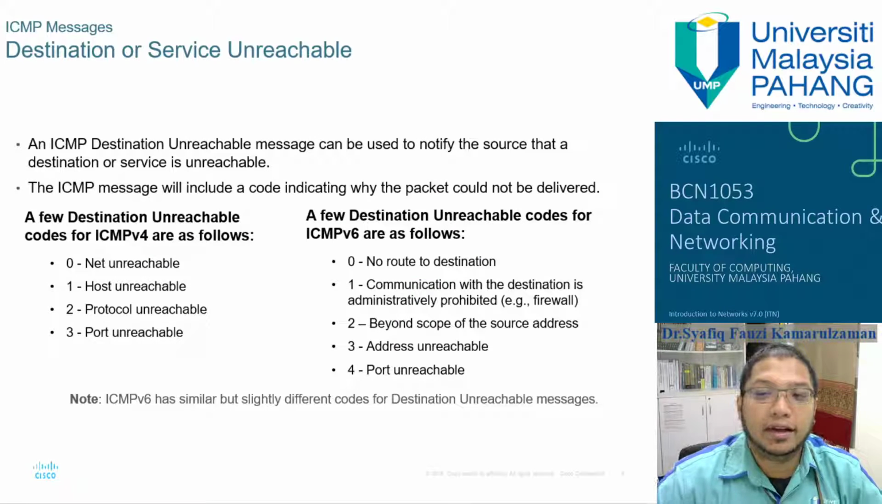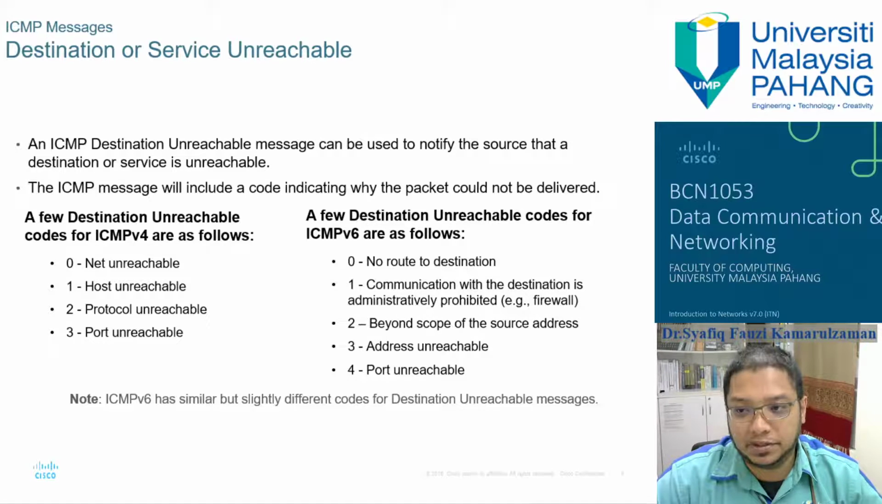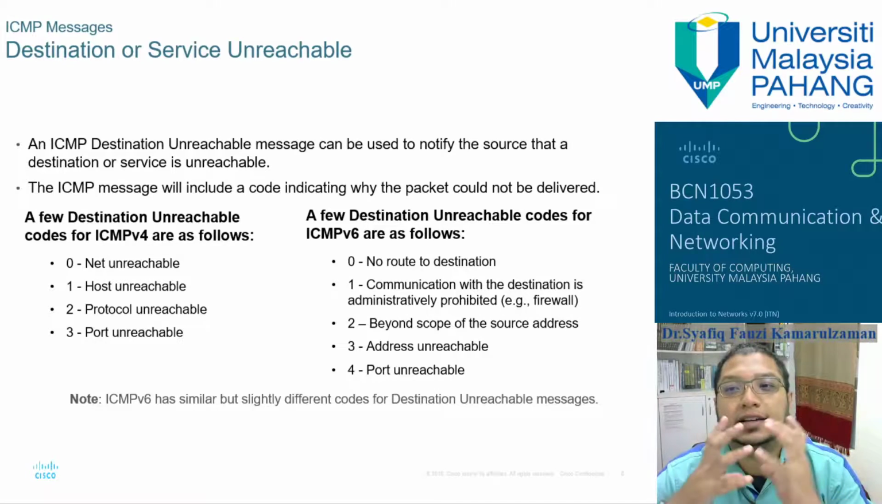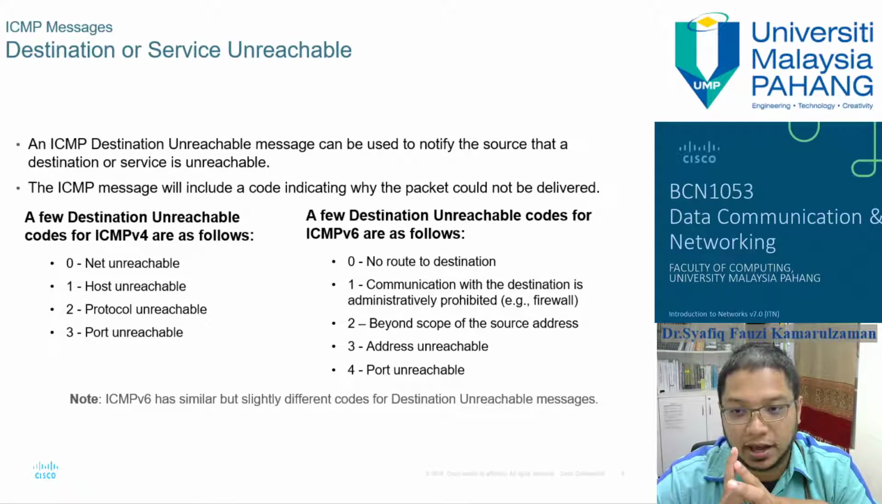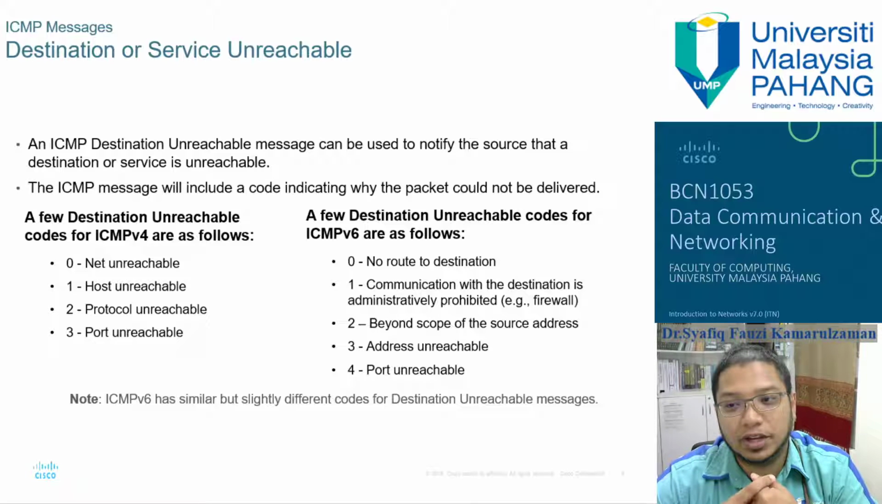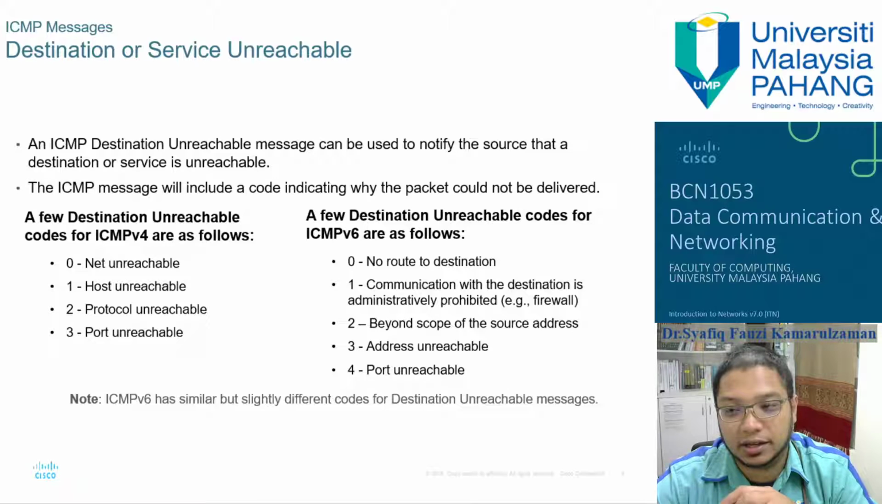Then we have destination or service unreachable. An ICMP destination unreachable message can be used to notify the source that a destination or service is unreachable. The ICMP message will include a code indicating why the packet could not be delivered. There are several reasons why the packet cannot be delivered, and this is based on the code.